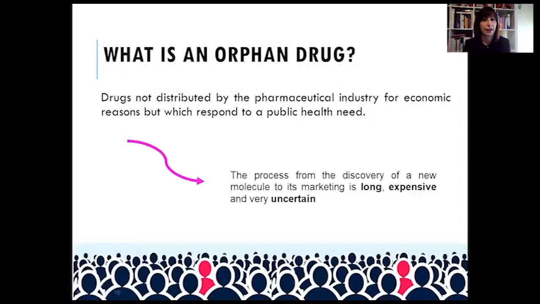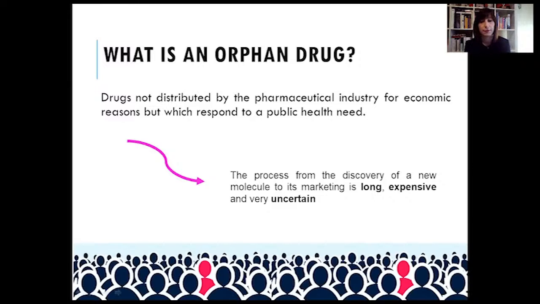But what is an orphan drug? Orphan drugs are used to treat diseases that are so rare that pharmaceutical companies cannot generate profits to recover the cost involved in their development. The process from discovery of a new molecule to its marketing is so long, 10 years on average, expensive, several tens of millions of euros, and very uncertain. Among 10 molecules tested, only one may have a therapeutic effect. Developing a drug intended to treat rare disease does not allow the recovery of capital invested for its research.